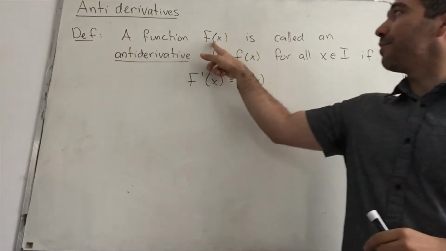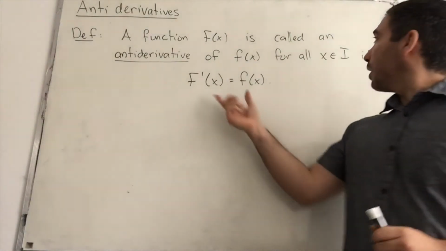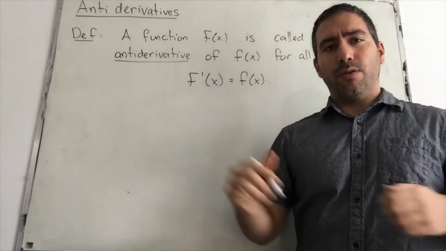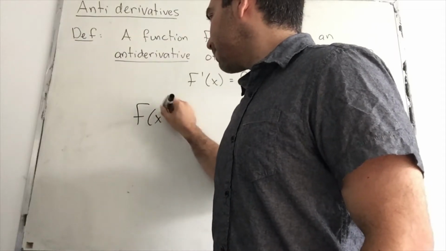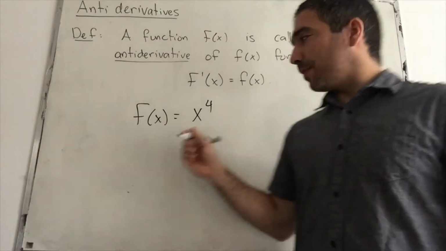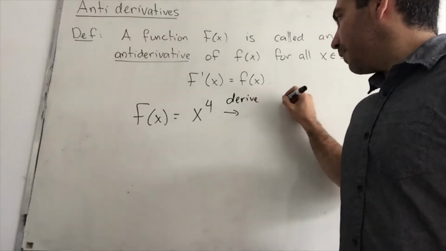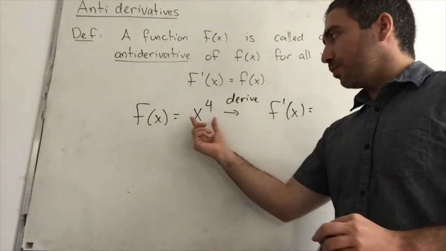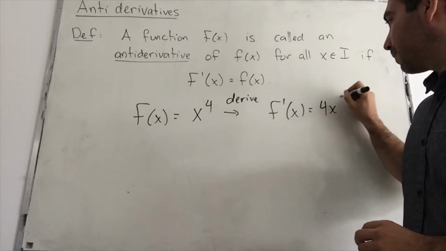So a function capital F of x is called an antiderivative of f of x for all x in an interval I if capital F prime of x is equal to little f of x. Okay, so what is this telling us? So let's consider a function capital F of x equals x to the 4. And let's take the derivative of this function, giving us capital F prime of x is equal to, so we know the derivative of x to the 4 because we saw the power rule in Cal 1. So we drop the 4 and subtract the exponent by 1, giving us 4x cubed.